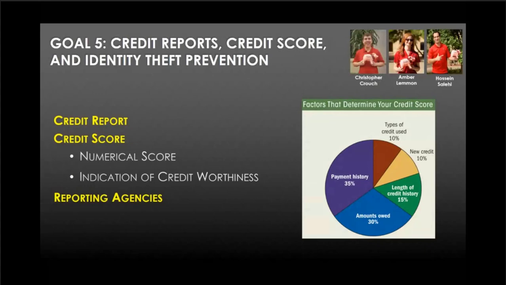And actually, nobody knows exactly how your credit score is calculated, but these are the most common and most important factors. The most important one is your payment history. 35% of your credit score is based on your payment history. The next important thing is the amount that you owe, 30%, and after that we have length of credit history at 15%, and new credit and types of credit used at 10% each, okay?